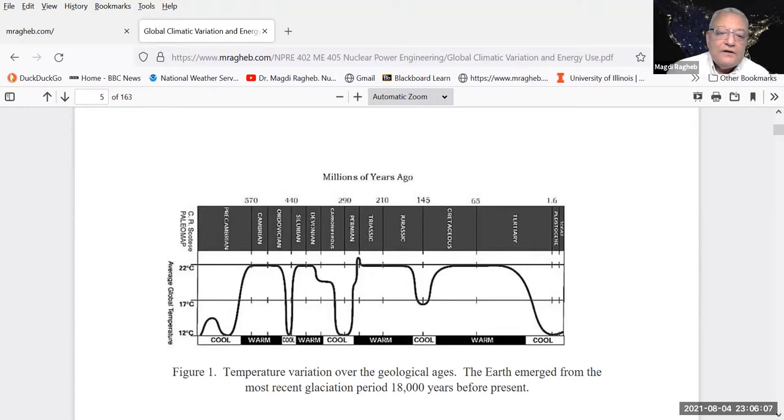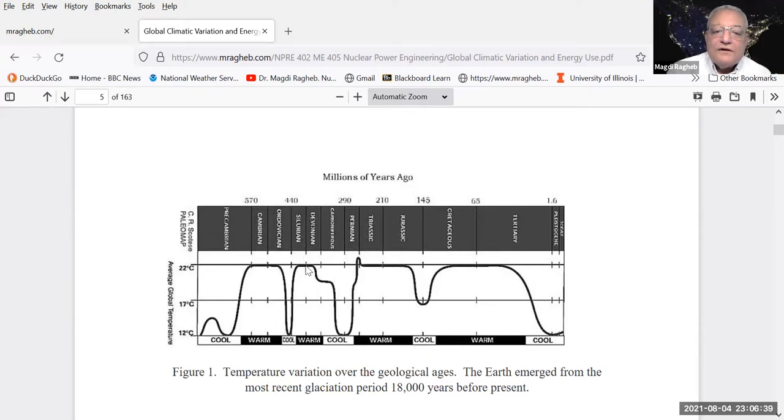So you could see here the average global temperature varied between 12 degrees Celsius and 22 degrees Celsius over the last million years in the past. So for instance, a different geologic period here, the Cambrian, during the Cambrian, the temperature was high, 22 degrees Celsius, but you find that it was cool in the pre-Cambrian period. And it fluctuated, that was 440 million years ago.